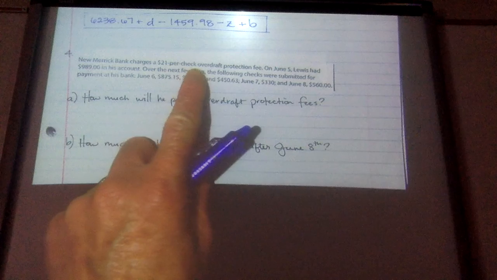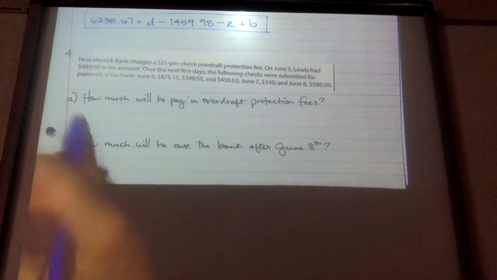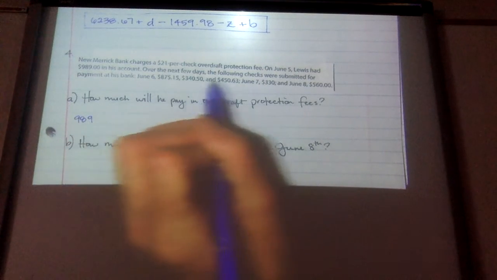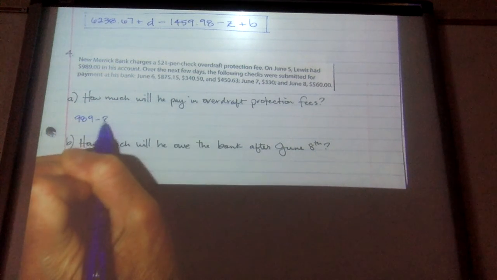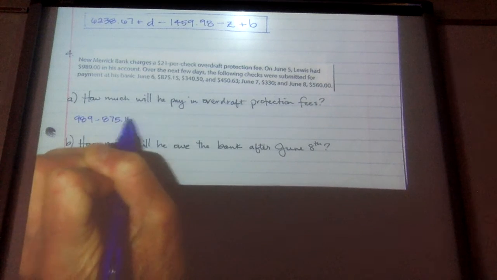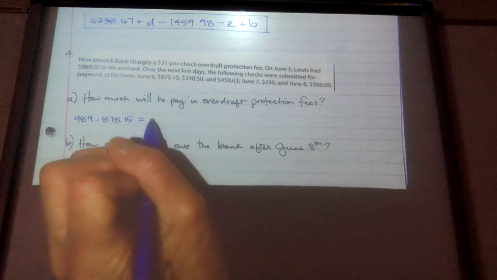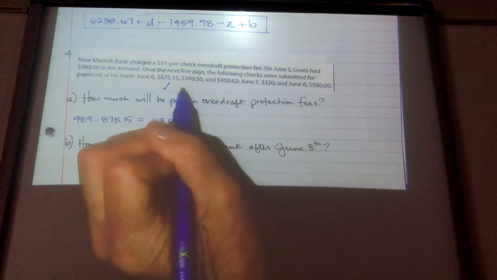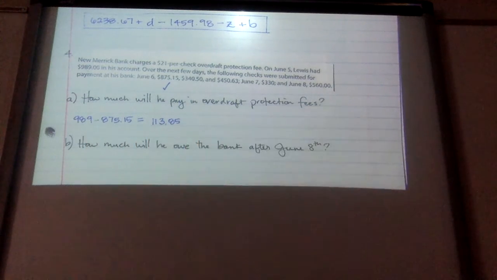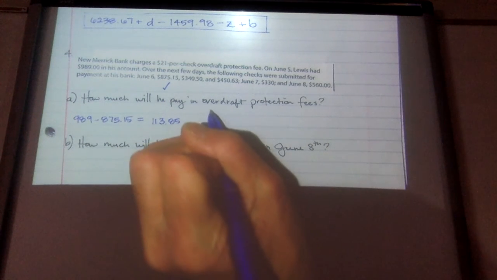So this bank charges $21 per check overdraft protection. On June 5th, she had $989. Over the next few days, she wrote the following checks. So there's the first check, so she would subtract $875.15. And let's see what's left. I bet only barely a little over $100. Okay, so I'm left with $113.85. So I made the first check. But are these other 4 checks going to be able to come out of her account? No. So there are 4 other checks left.